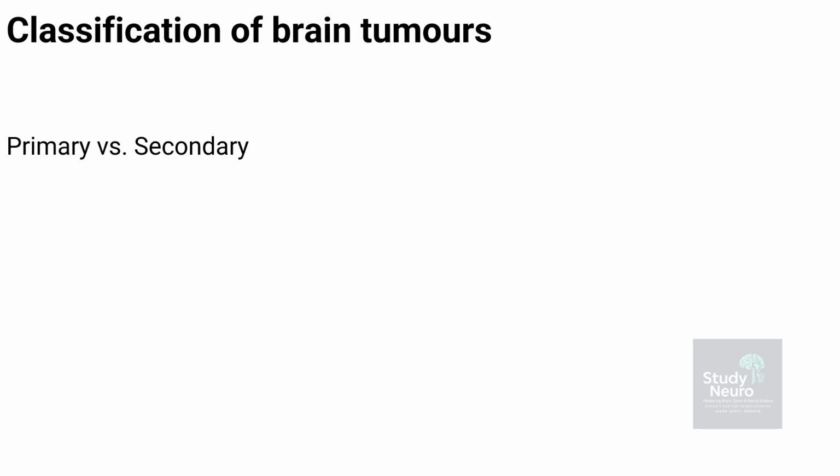Brain tumors are broadly classified as primary or secondary. Primary tumors originate within the brain, its coverings, or supporting structures. Secondary tumors, also called metastatic lesions, arise when cancer cells spread from other organs to the brain.